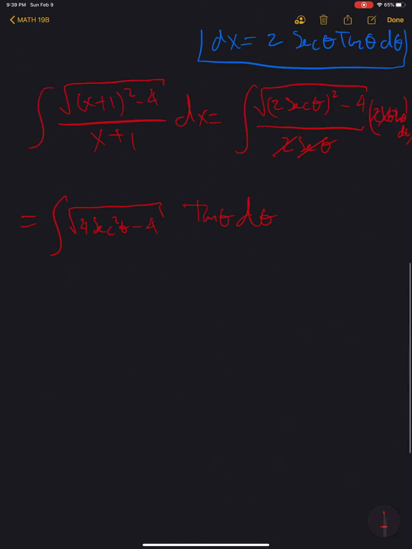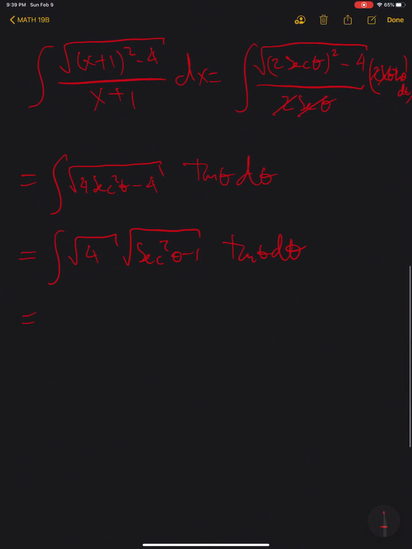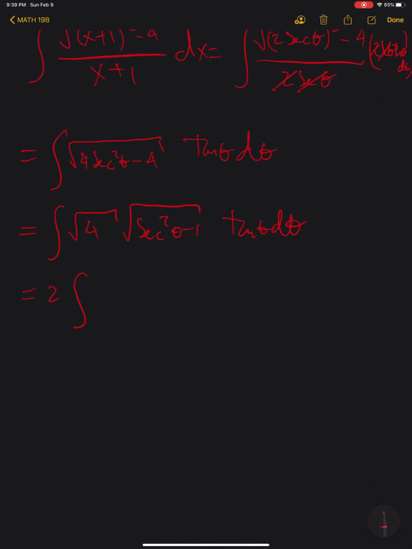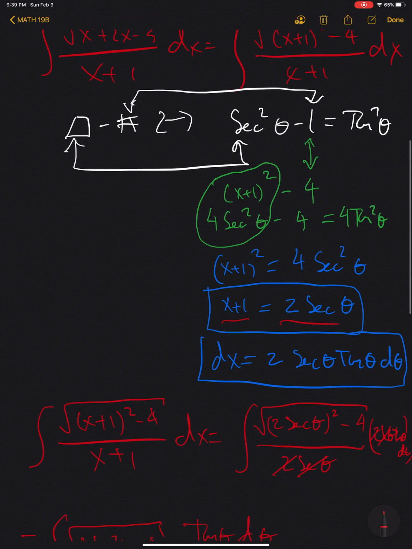Now we can distribute the square root. So this will give me the square root of 4 times the square root of secant square theta minus 1 times tangent theta d theta. So the square root of 4 is just a 2 that becomes in front of the integral. And then we can apply a trig identity for the square root. So that becomes just the square root of tangent square. That's the original trig identity that we had up here.